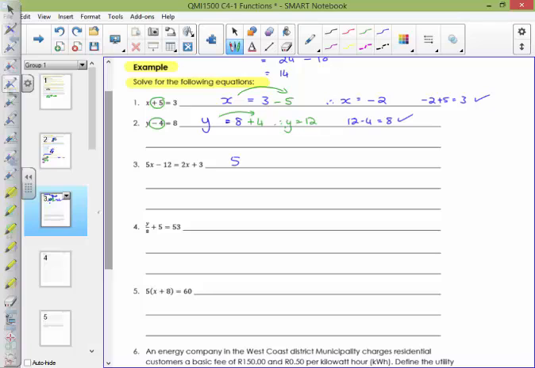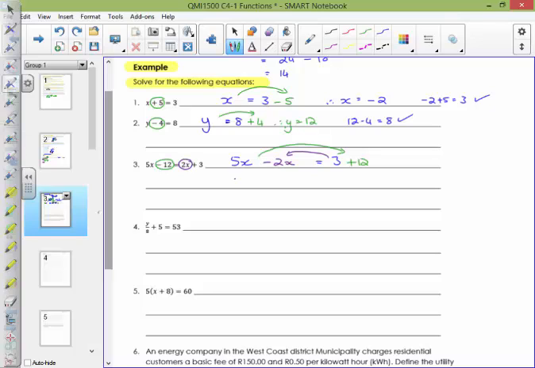Right. 5x minus 12 is equal to 2x plus 3. I want my x's on one side. So I want my plus 3 to stay, so I don't need to write the plus. But I want my minus 12 to go across. So the minus 12 will go across and become plus 12. I want my plus 2x to come across and become minus 2x. Does that make sense? Or you could do the same to both sides, whichever helps you.